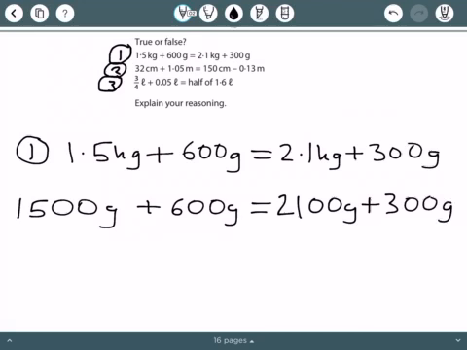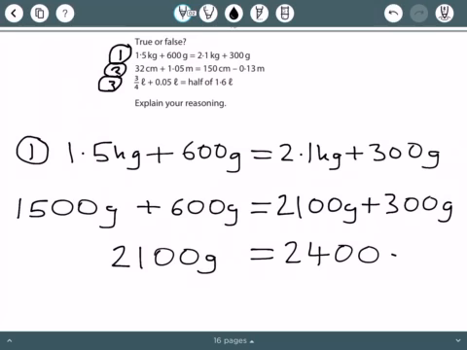Let's have a look at that. Is that true? Let's add them up. 1,500 add 600. That equals 2,100 grams, is equal to 2,100 grams add 300 grams. Well, if we add those up, that's 2,400 grams. So I'm afraid that first one is false, and we know that it's false because 2.1 kilograms add 300 grams is greater than 1.5 kilograms add 600 grams, and we've proved that there with our working out there. Let's go on to the second one.